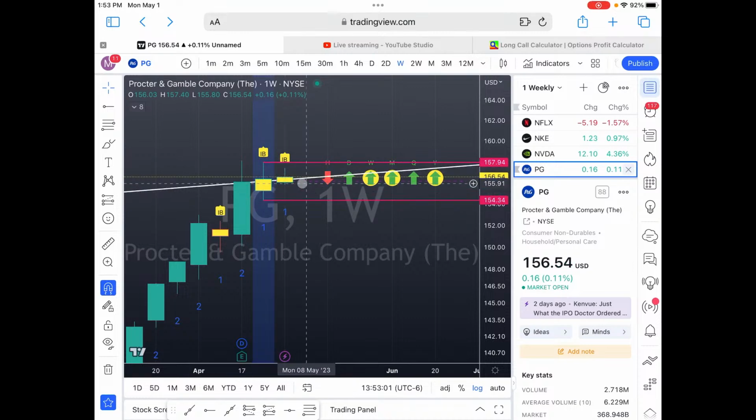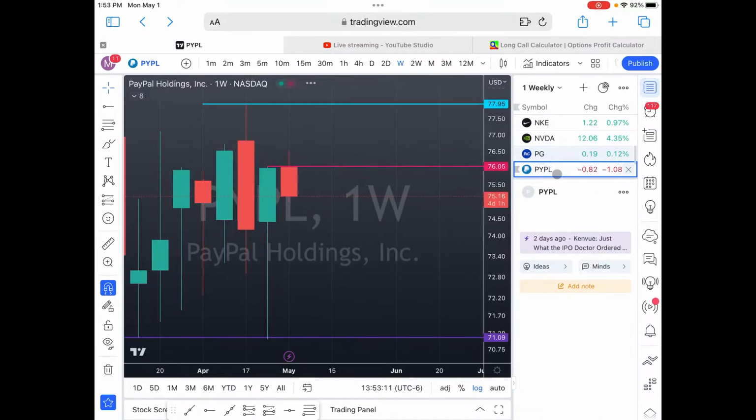We'll see how it plays out. Maybe we just stay inside bar. I don't know. We'll see how it plays out this week. You can take either one of those trigger points off of those pink lines.